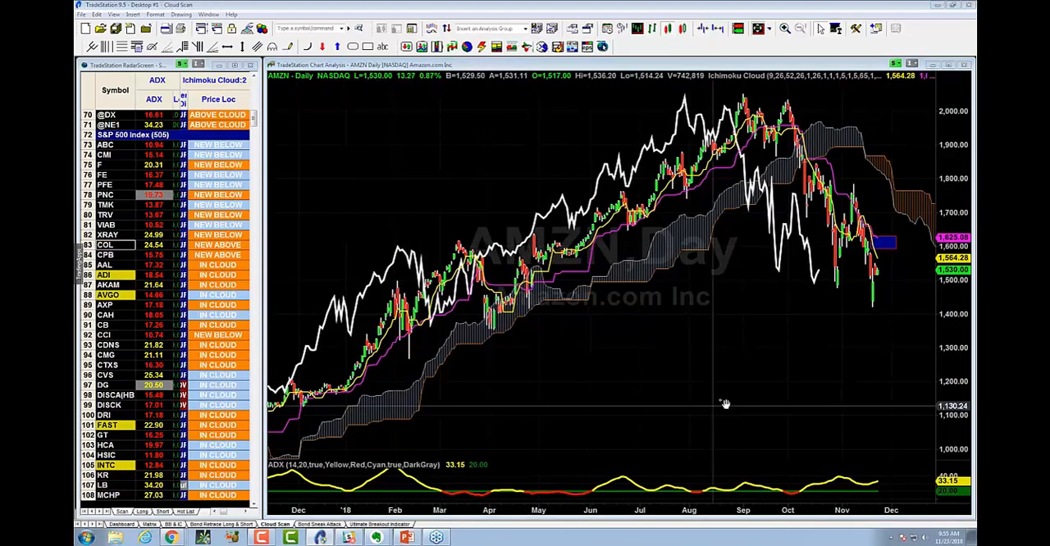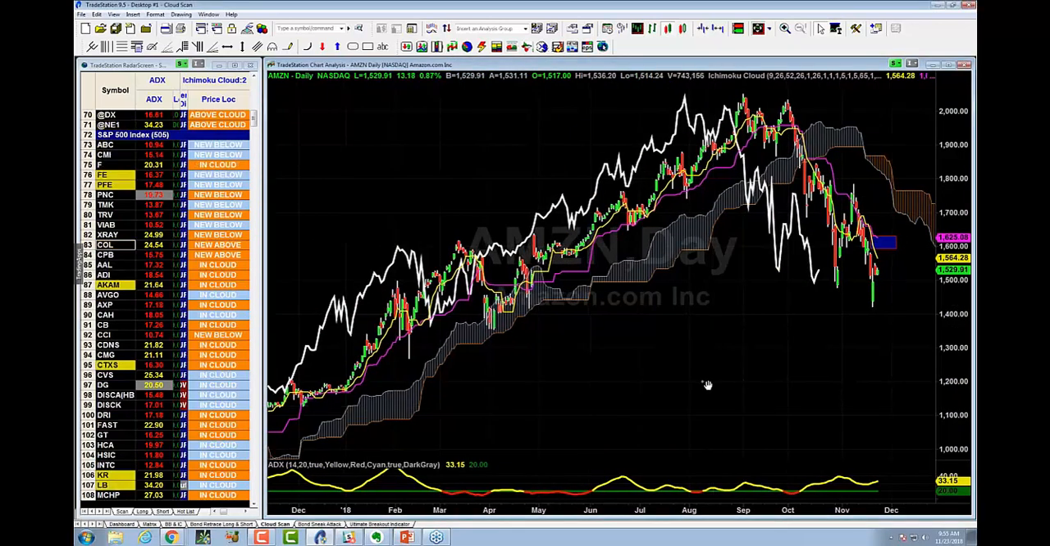All right. How do you use the forward cloud as a directional? Thanks. Like this right here.